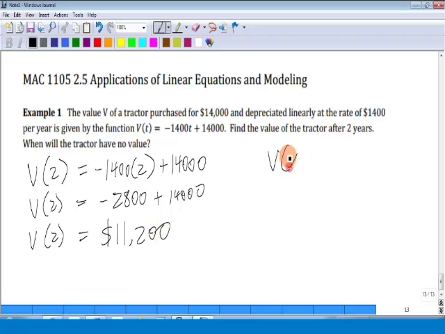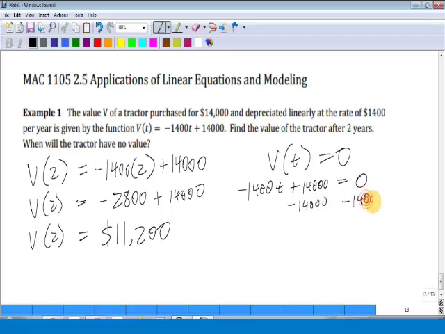When will the value of the tractor be 0? So it's actually asking us to find the 0 of this function, V of t, I should say. When will that happen? So negative 1,400t plus 14,000 equals 0. Well, if it's losing 10% of its original value every year, how long is it going to take to get to 0? 10 years, right? That sounds right. So I think that's what's going on here.